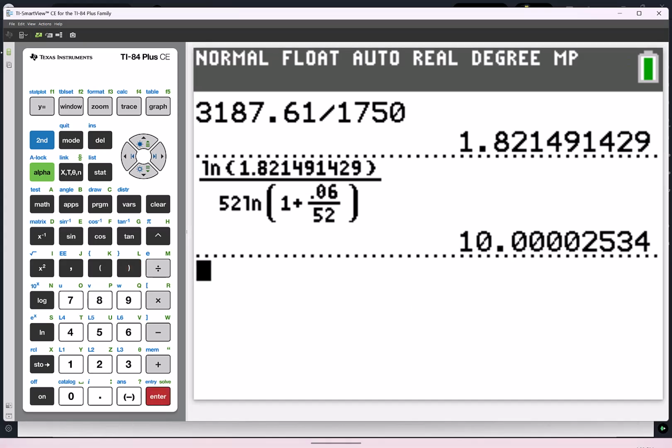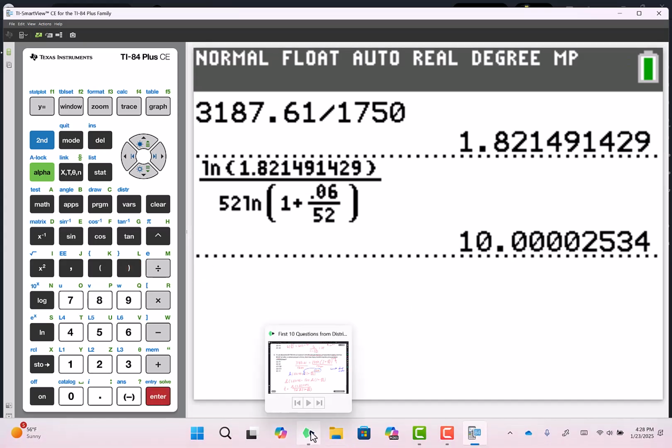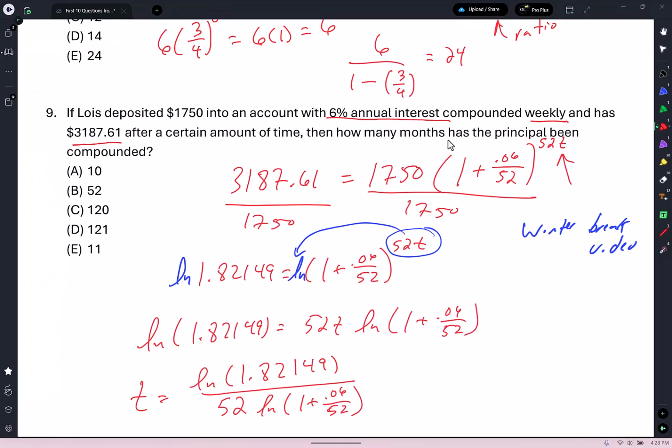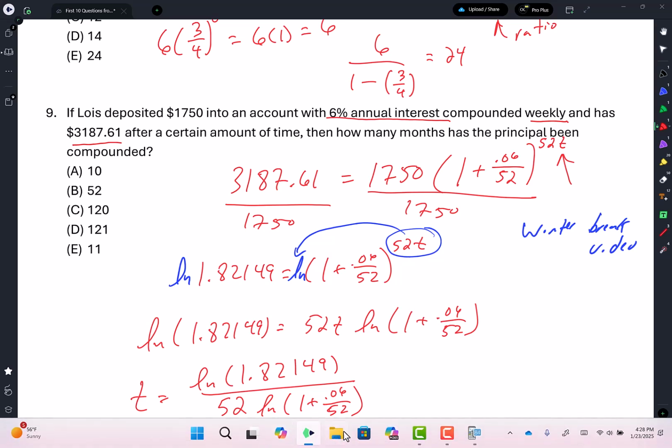Yeah, I knew they were going to do that. That's years. And notice they don't want the answer in years. Notice what they say there. How many months has a principal been compounded? Is your answer in there, the 10? But is it 10 months? No. It's 10 what? Years. Man, those guys are so sneaky.